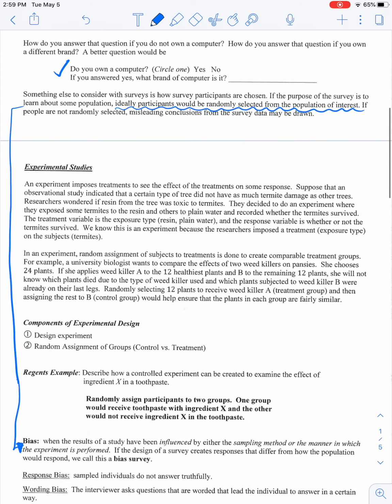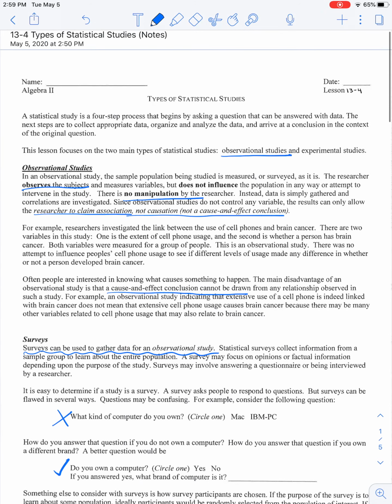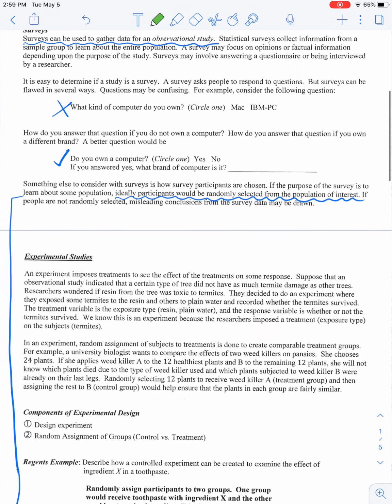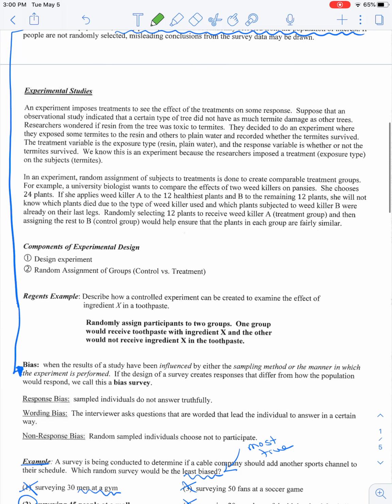Okay, so let's take a look at the second type of study that we're going to talk about today, which is an experimental study. If you're talking about an experimental study, it imposes a treatment to see if the treatment works or it doesn't work. So in an experimental study, there are 2 things you have to remember. The first is random assignment.